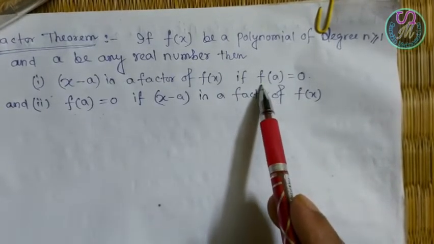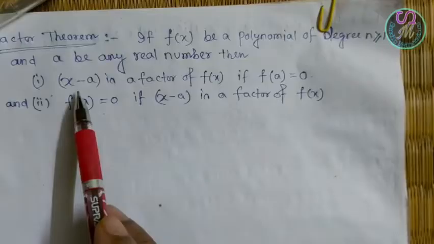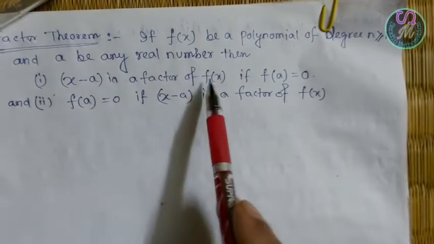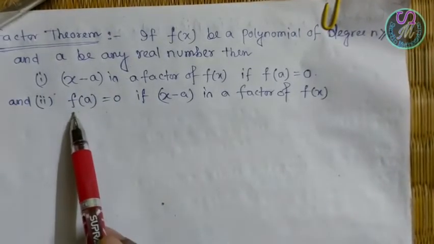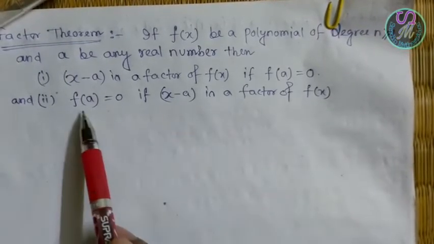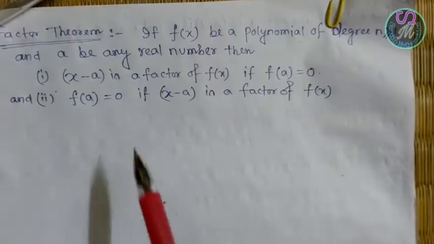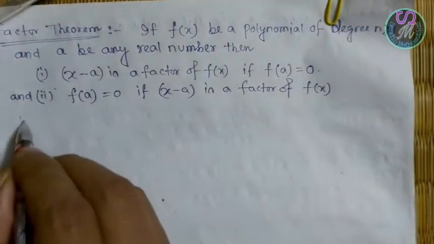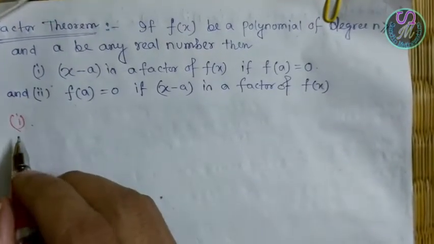That means if this condition holds, then we have to say that x minus a is a factor of f(x). And the second one is, if x minus a is a factor of f(x), then we have to say that f(a) is 0. So first we have to prove the first one.